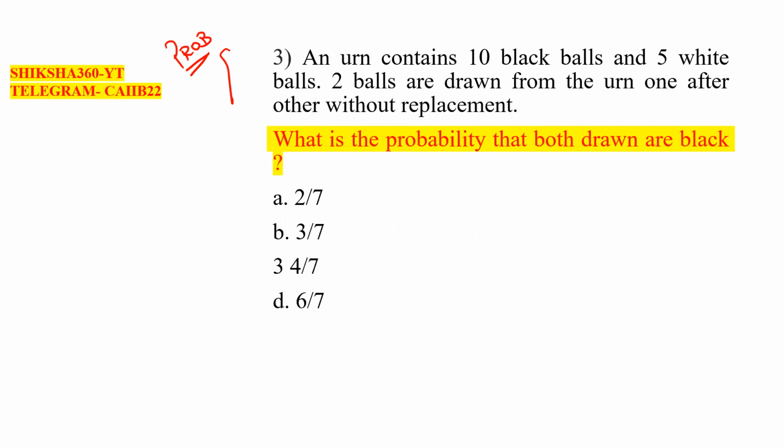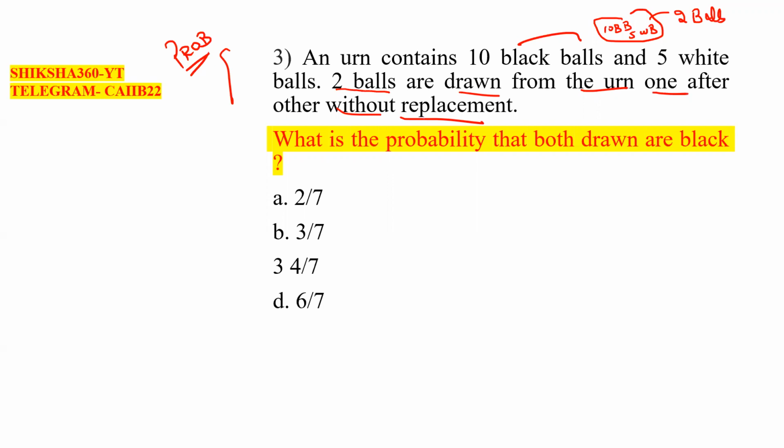What they're saying is that an urn, or we can say a bowl, contains 10 black balls and 5 white balls. Two balls are drawn from the urn, one after the other, without replacement.